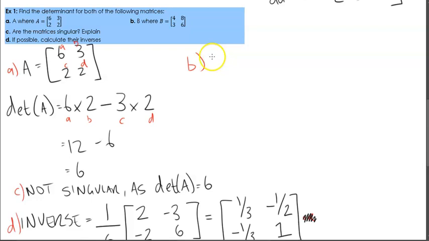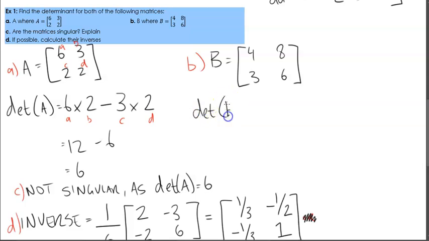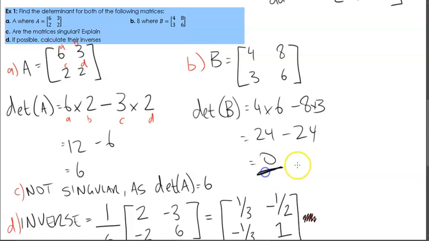So B is 4, 8, and 3, 6. Now I automatically know that this determinant is going to be 0. I can tell straight away because of the visual side of what's going on. So determinant of B is 4 times 6 minus 8 times 3, which is 24 minus 24, which is 0.